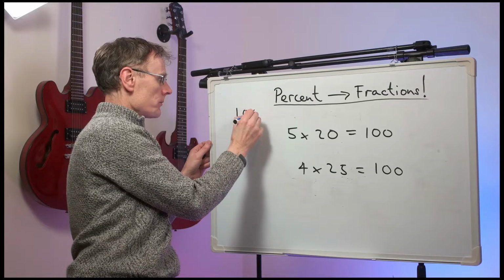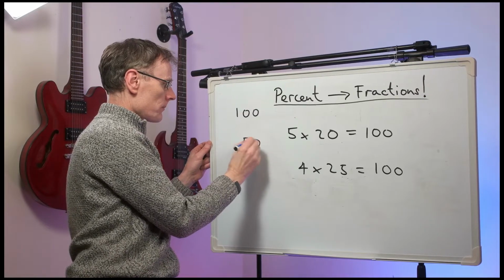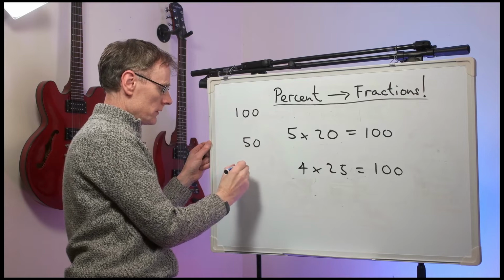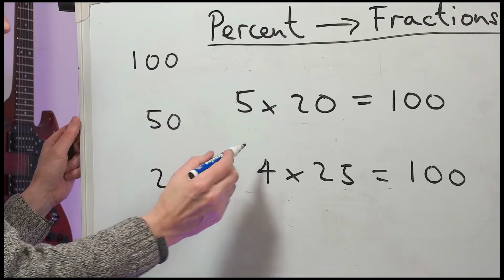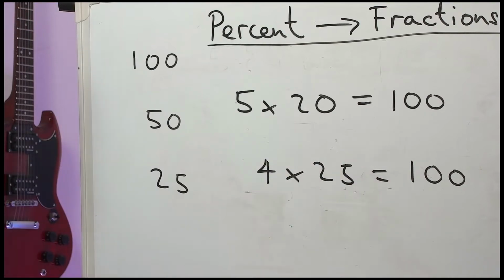Half of 100 is 50. And half of 50 is 25. So that's a quarter of 100. So 4 times 25 is 100.